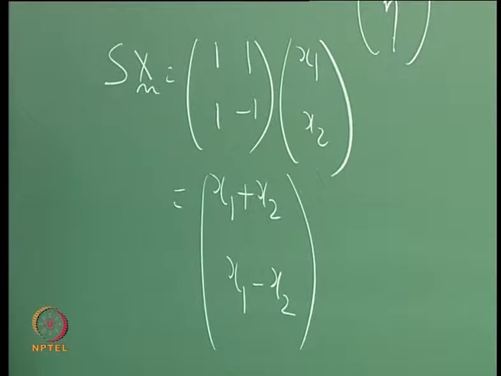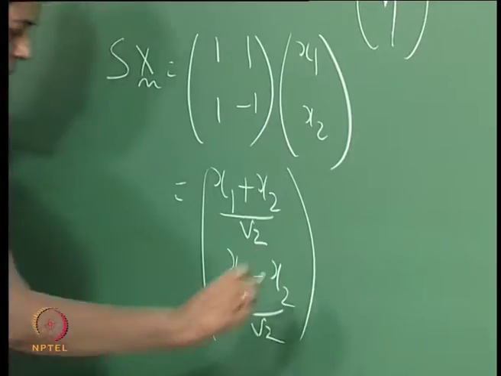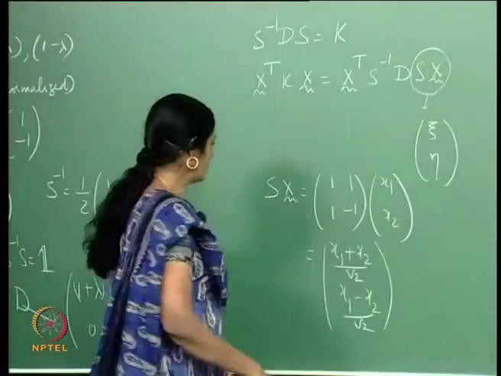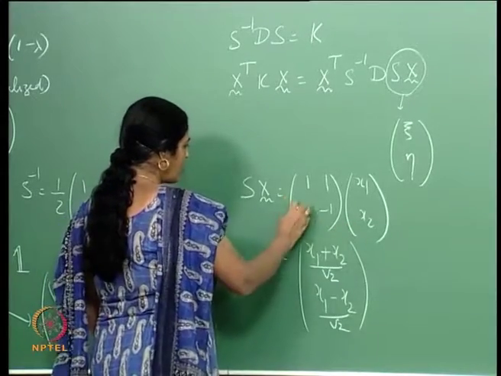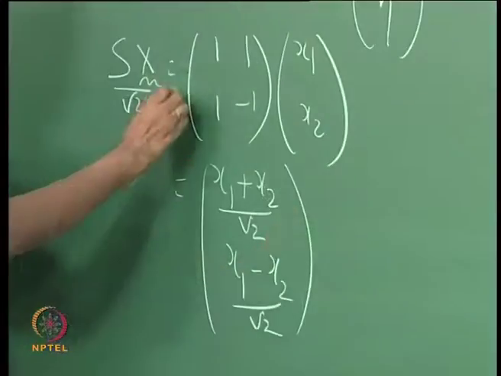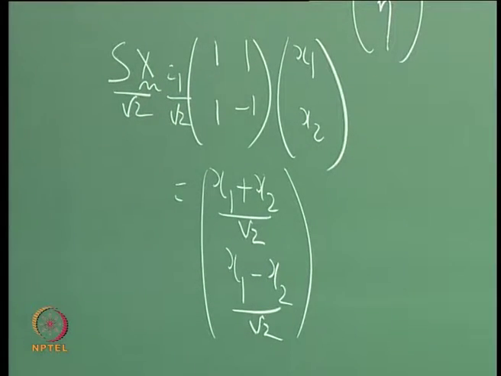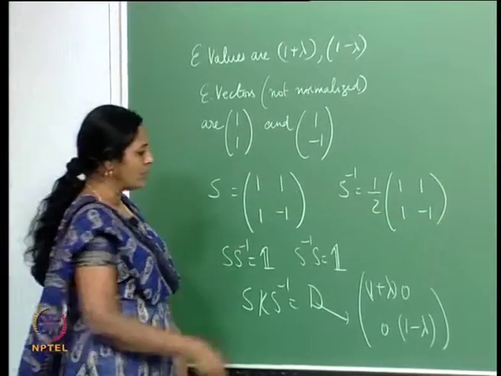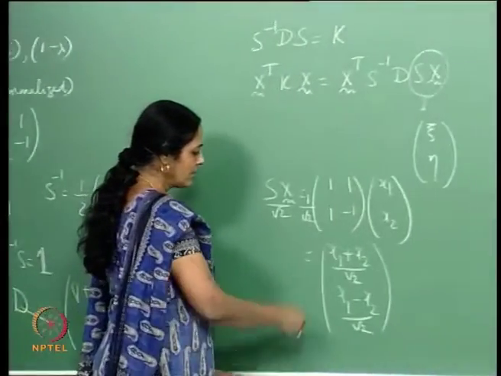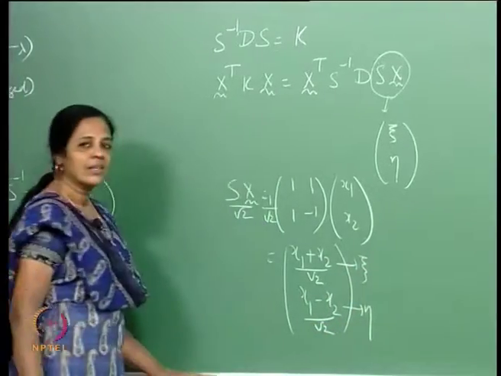As I said, the eigenvectors were not normalized. So, if we take care of that, I will have to put a root 2; this quantity divided by root 2 is what I want, and therefore, I have this. Recall that I had a half here, so I am splitting it up as 1 by root 2 here and 1 by root 2 there, and therefore, I do this. So, I have these objects zeta and eta.